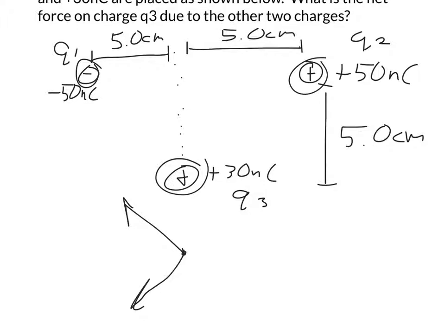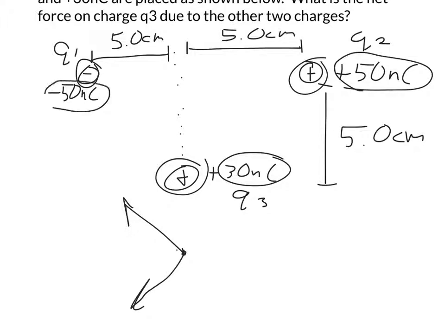So it looks like the net force will probably be somewhere between them, is my guess. But let's figure that out. I'm just going to solve for the magnitude right now, and we'll deal with directions later. So, Coulomb's law. What I'm looking at here is the guy is 30, and he is interacting with a 50 here. He's also interacting with a 50 here.